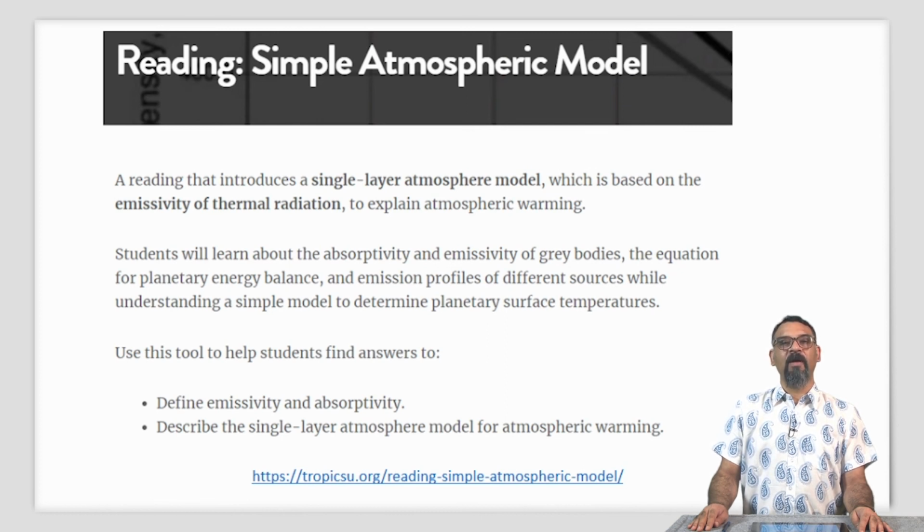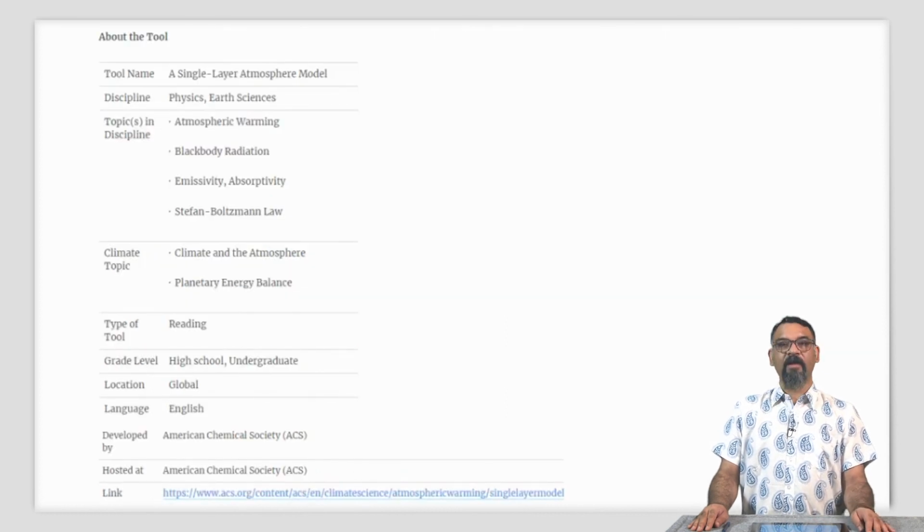temperatures. You can use this tool in your classroom to help your students find answers to questions such as, define emissivity and absorptivity, describe the single layer atmosphere model for atmospheric warming. This tool has been developed by the American Chemical Society and is available at the link shown here.